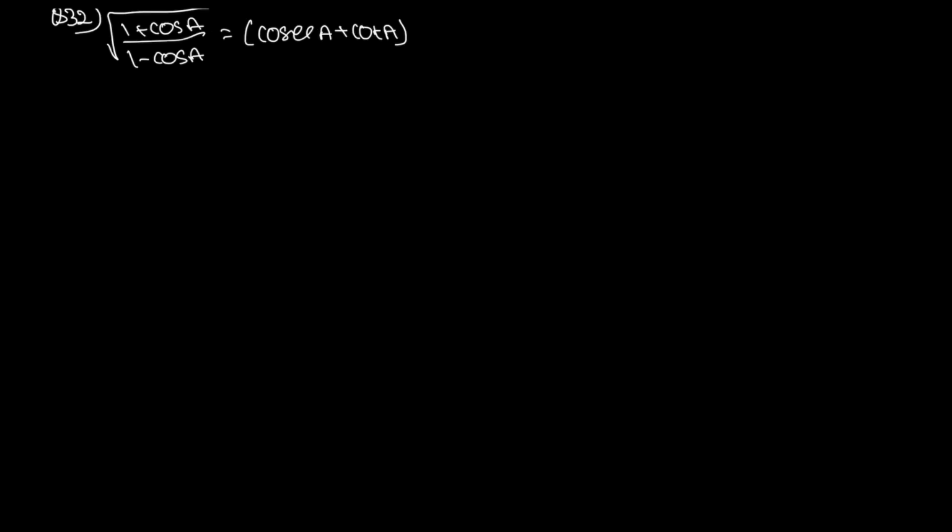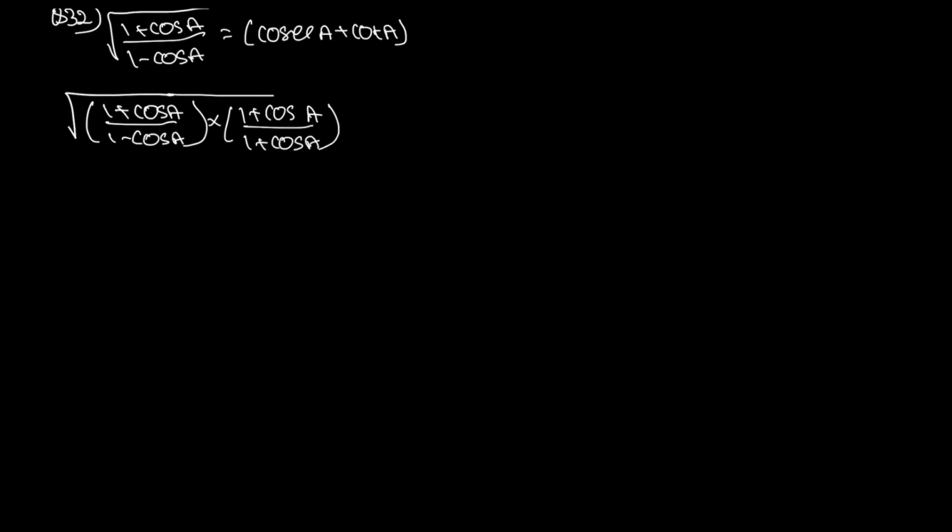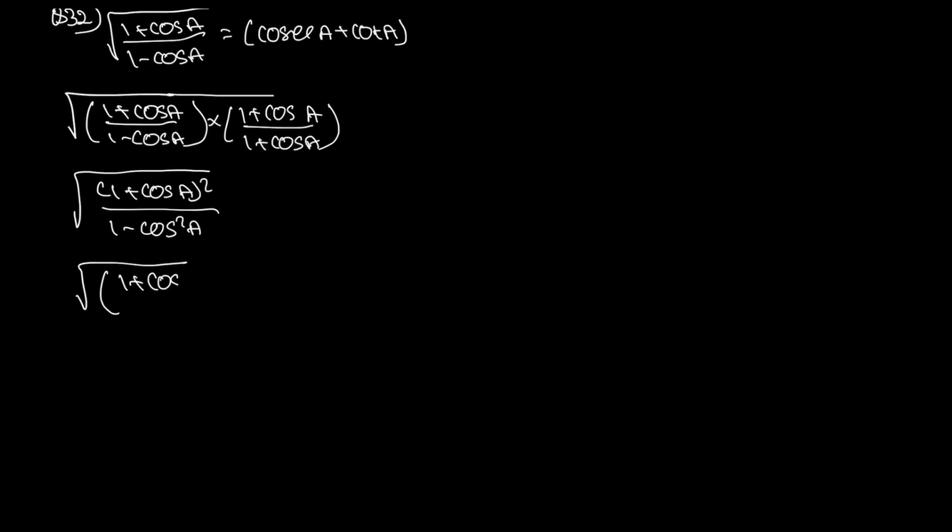Next, our question number 32. Here it is in square root. We'll try to remove that square root. Let's multiply this LHS side with 1 plus cos A in the numerator, and the denominator will be 1 plus cos A. And here 1 plus cos A into 1 plus cos A is 1 plus cos A whole square, and here we can write it as 1 minus cos square A. And 1 minus cos square, we know that it is sine square.